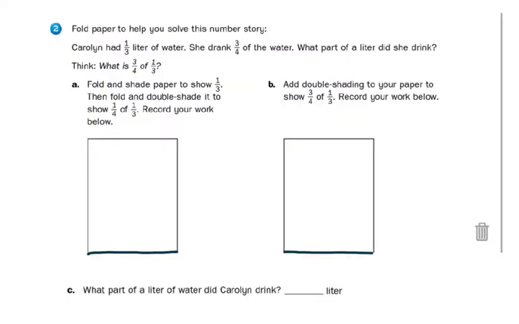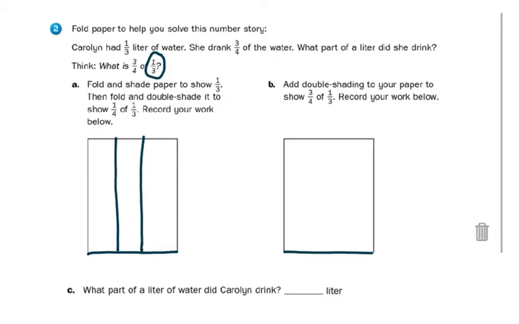Fold the paper to help you solve this number story. Carolyn had 1/3 liter of water. She drank 3/4 of the water. What part of the liter did she drink? Think. 3/4 of 1/3. So the first thing I have to do is figure out what 1/3 is. So I'm going to divide this into 3 equal parts.